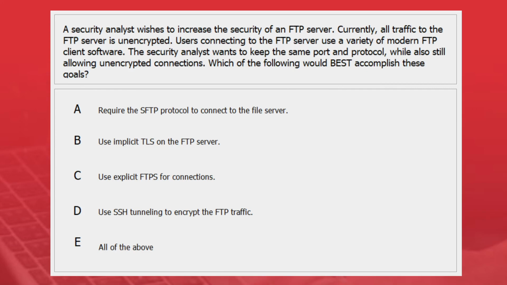A. Require the SFTP protocol to connect to the file server. B. Use implicit TLS on the FTP server. C. Use explicit FTPS for connections. D. Use SSH tunneling to encrypt the FTP traffic. E. All of the above. The correct answer is C.